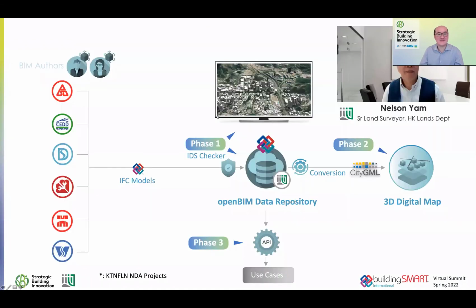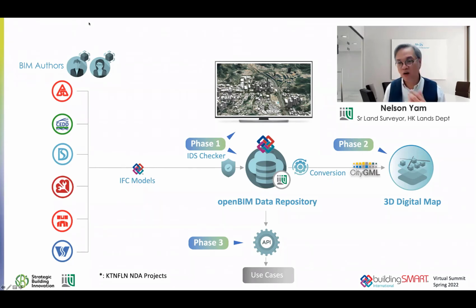Now we are talking about the importance of IDS in planning and development of 3 phases of the BIM data repository. In phase 1, we harmonize the BIM standard provided by different contracts under government departments. Phase 2, we use the harmonized BIM data to update the 3D maps. In phase 3, we adopt the open standard in the BIM data repository to develop a BIM API in order to support other use cases such as valuations and territorialized 3D simulations.